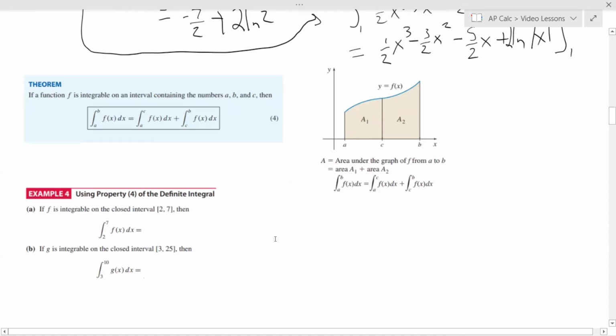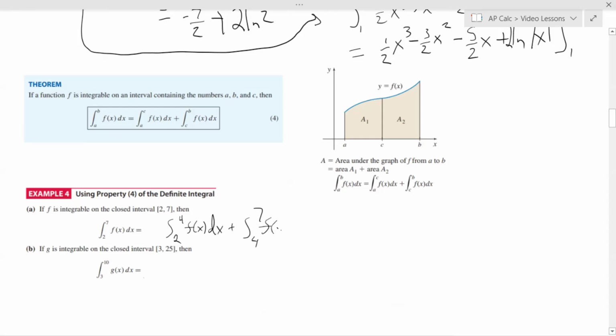So, for example, in part A, if f is integrable on the closed interval 2 to 7, then you could pick any number between 2 and 7, but you could rewrite this as the integral from 2 to 4 of f of x dx plus the integral from 4 to 7 of f of x dx. Now, you don't just normally arbitrarily do this, but this property is actually necessary for that.